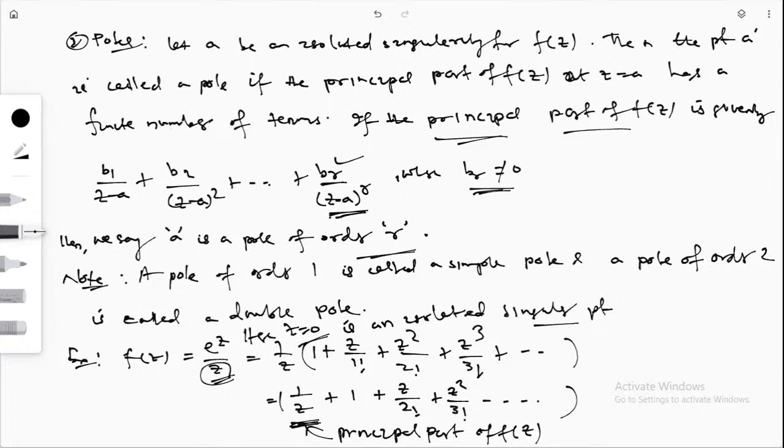And in the expansion I am getting, this is the principal part. The principal part contains only this term. So what is the power of z here? The power of z is only 1. So you can say this is a simple pole, because order 1 is called a simple pole. So z equal to 0 is a simple pole of the function. Okay.